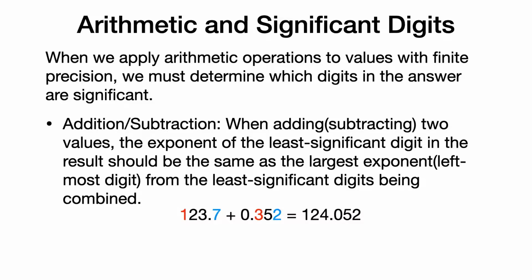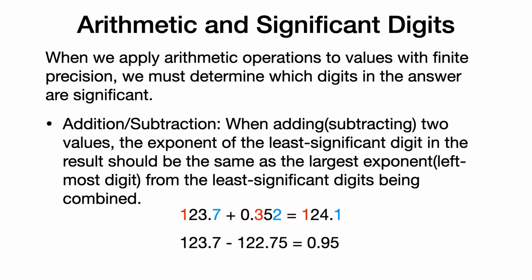The full answer is 124.052. Now, if you look at the individual numbers going in, we see for the first number, it has its least significant digit in the -1 exponent. The second number has its least significant digit in the -3. So our answer is going to have its least significant digit in the largest of the least significant digits, that's -1. So our least significant digit is the digit just to the right of the decimal place. And again, if we're rounding to our final result, we get 124.1. But remember, don't round to your final result until the final answer.